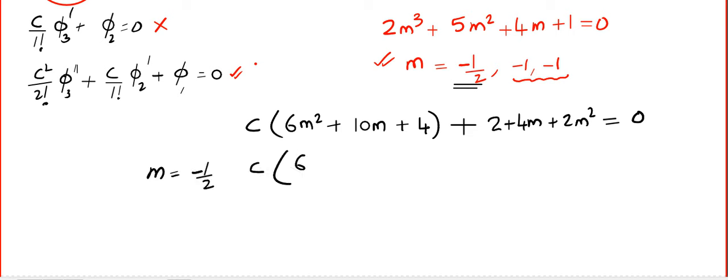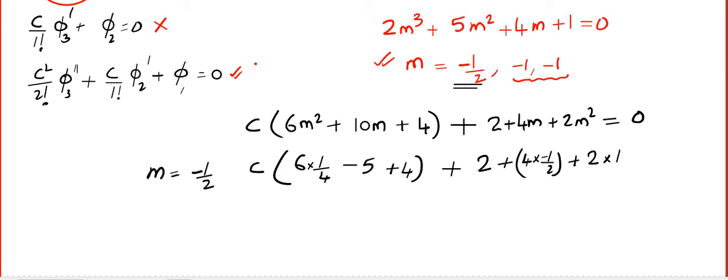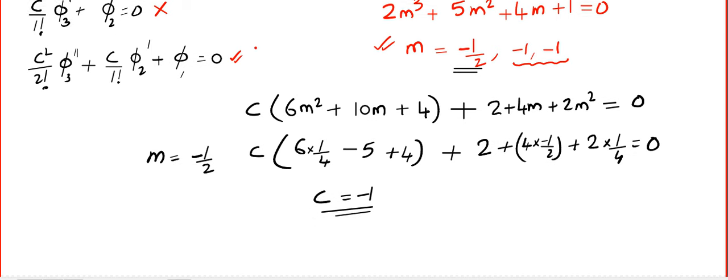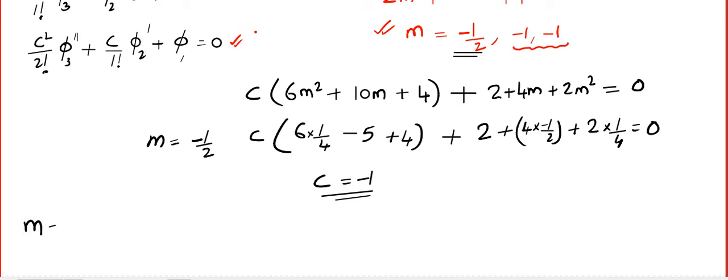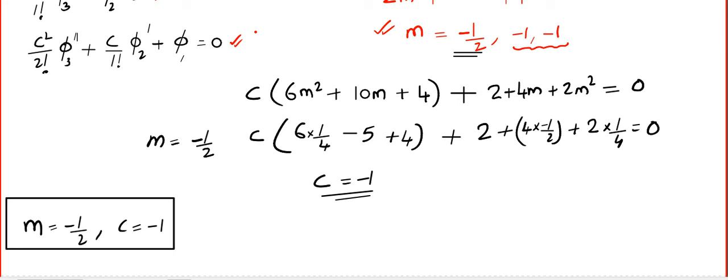So that will be 6 into 1 by 4 minus 5 plus 4 plus 2 plus 4 into minus 1 by 2, plus 2 into 1 by 4 equal to 0. Okay, solving, you get minus 1. I already tried it in another paper, so I know the answer. So here we go, the first combination, m equal to minus 1 by 2, c equal to minus 1. Put it in a box.